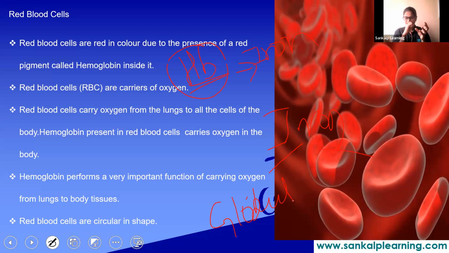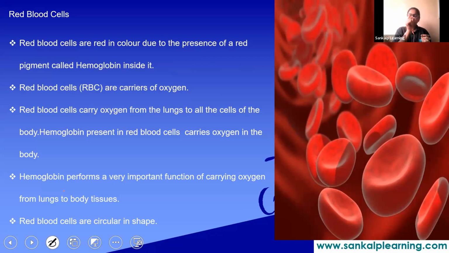Hemoglobin, right? Hemo refers to iron. So iron linked with the globin protein forms the hemoglobin. What is the function of this hemoglobin? The first one is to carry the oxygen. The second one is giving red color to the blood.